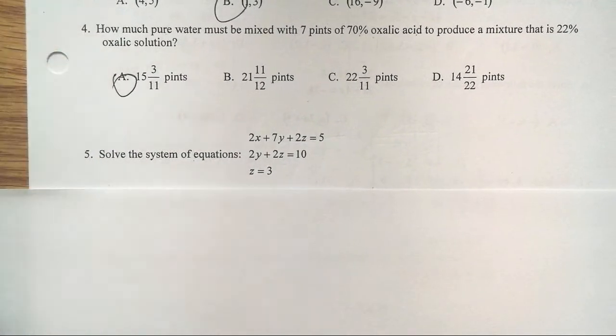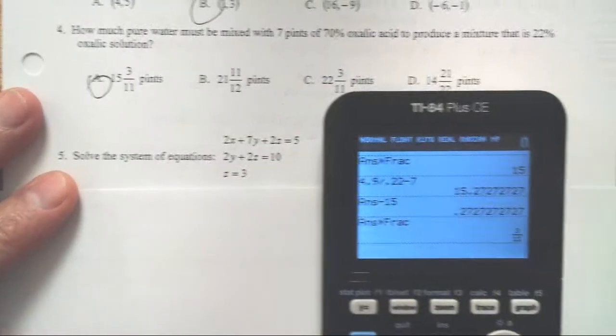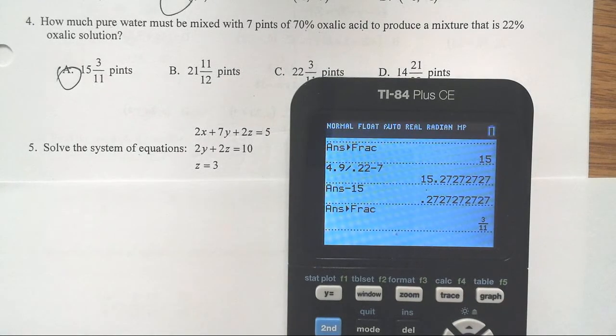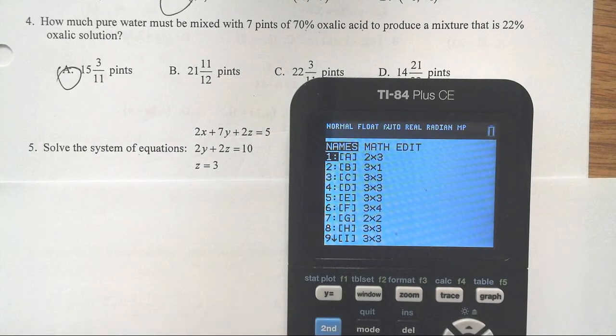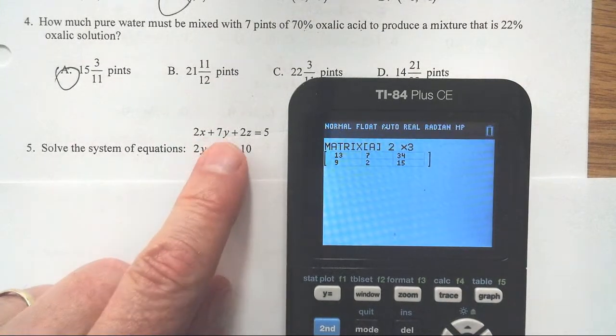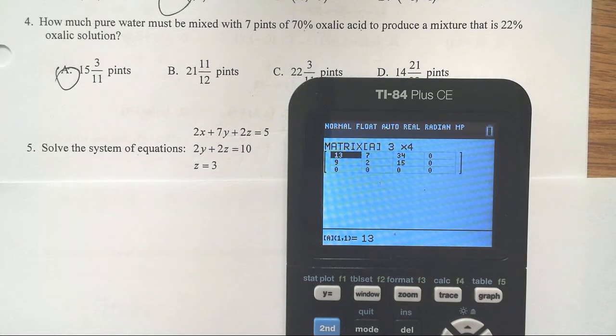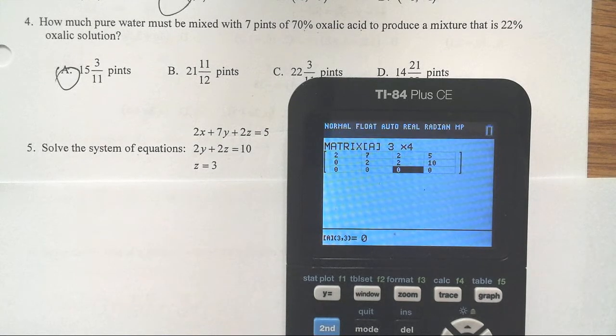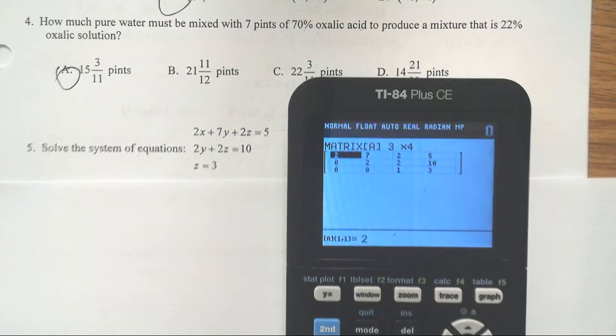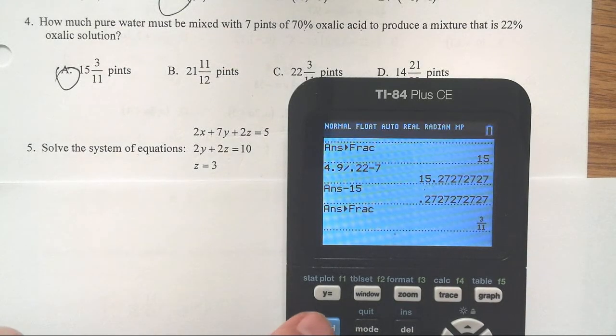All right, solve the system. I'm going to enter this as a matrix and solve this system with Gauss-Jordan or RREF. Second matrix, edit. This is 3 equations, 3 unknowns, so 3 by 4. My first equation, I got 2, 7, 2, and 5. Second equation, no x's, 2 y's, 2 z's, and a 10. Third equation, no x's, no y's, 1 z, and a 3. And I'm going to second quit, and go back to my RREF of matrix A.